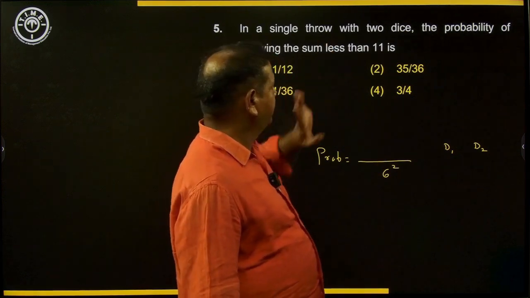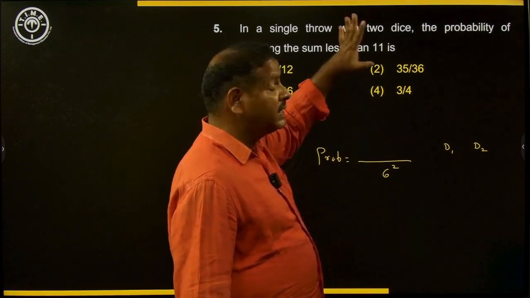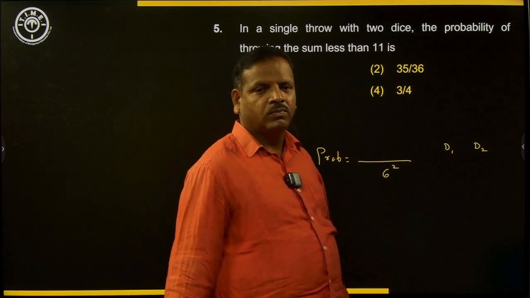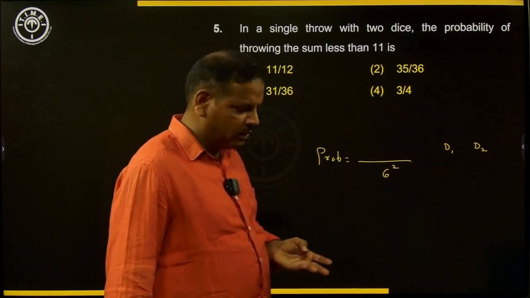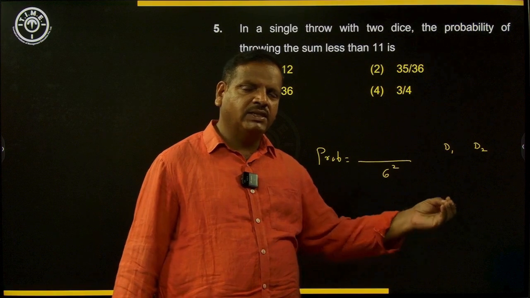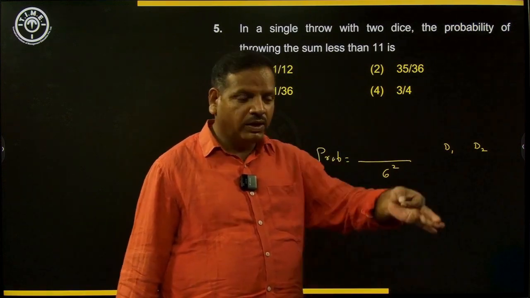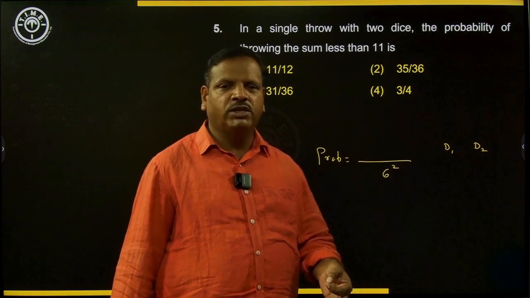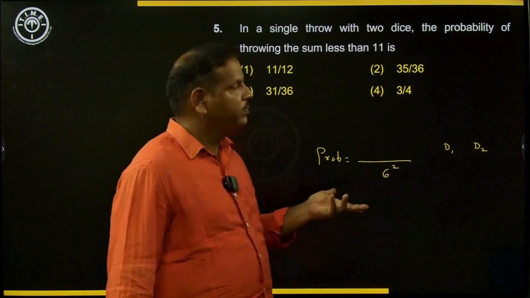But what is said here? All together 36 ways. Sum is less than 11. Less than 11 means sum can be 10, 9, 8, 7, 6, 5, 4, 3, 2. Counting all those favorable ways takes a lot of time. Instead, let's work with the opposite ways.